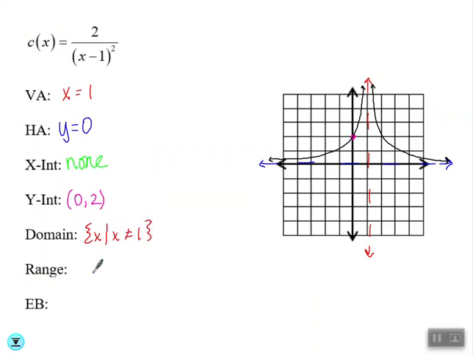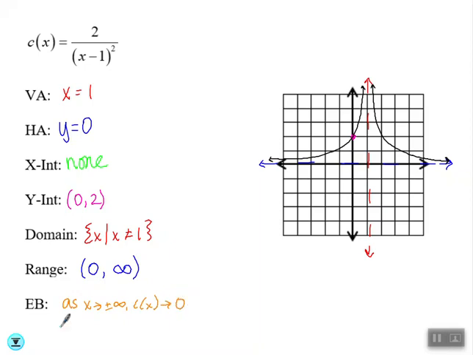The range here, again, we need to be careful. The lowest that the graph goes is it's getting really close to the horizontal asymptote of 0. And then as you get close to that asymptote, both branches of the function are going up to infinity. So our range is going to be 0 to infinity. Our end behavior, as x approaches positive and negative infinity, c of x approaches the horizontal asymptote, which is 0.